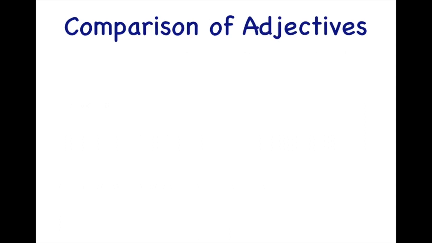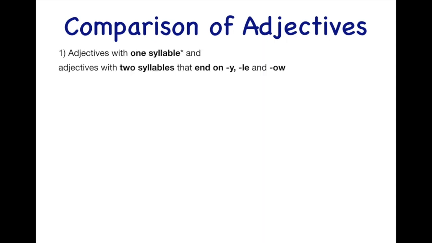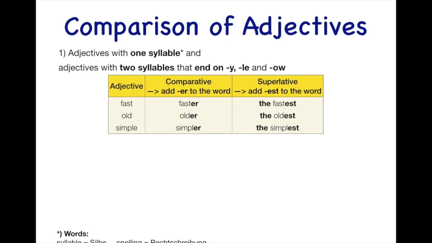Ja? So how do we form the comparison of the adjectives? How do we form the comparative and superlative? Again, there are three forms of the adjective. If you have an adjective with one syllable, remember, syllable means Silbe, or you have an adjective with two syllables that end on Y, LE, or OW, you form the comparative by adding an ER to the word.